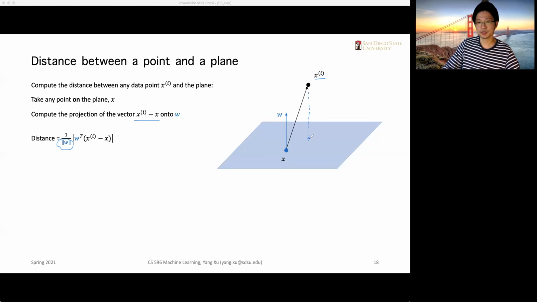It's the very basic geometric computation, right? What we need to do is to compute these lengths. So it's just the projection of this black vector onto the direction of W, right? And the normalization is necessary because the W is not unit length yet.